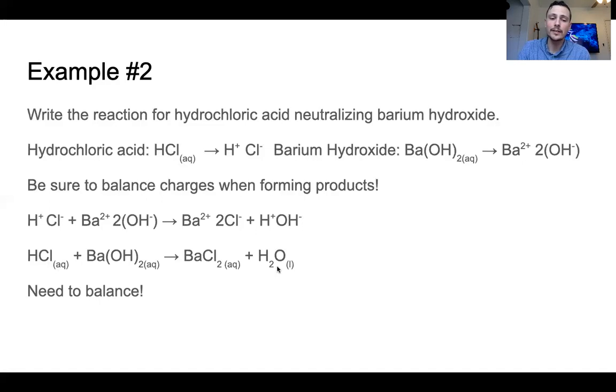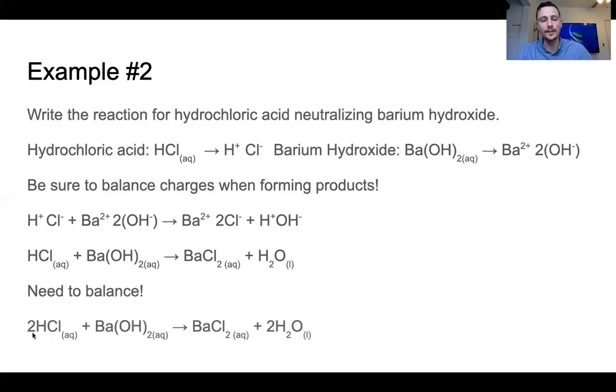To balance this, all we need to do is add a 2 in front of our hydrochloric acid here to give us 2 chlorines and 2 chlorines. And then now we have 2 hydrogen, 2 hydrogen, for a total of 4 hydrogen on our reactant side and 2 oxygen. That's enough to make 2 waters on our product side here. So for every hydrogen and hydroxide, in this case we have 2 of each, we're going to be making a water. So since we have 2 of each, we're making 2 water molecules.